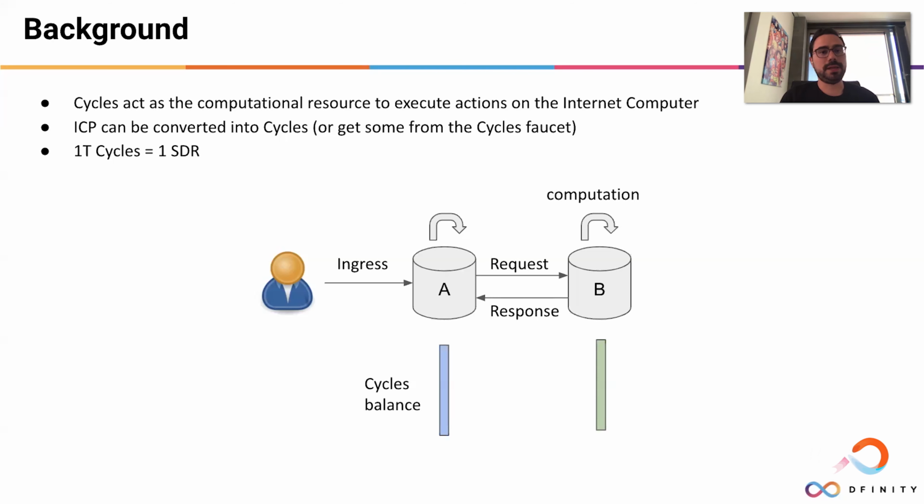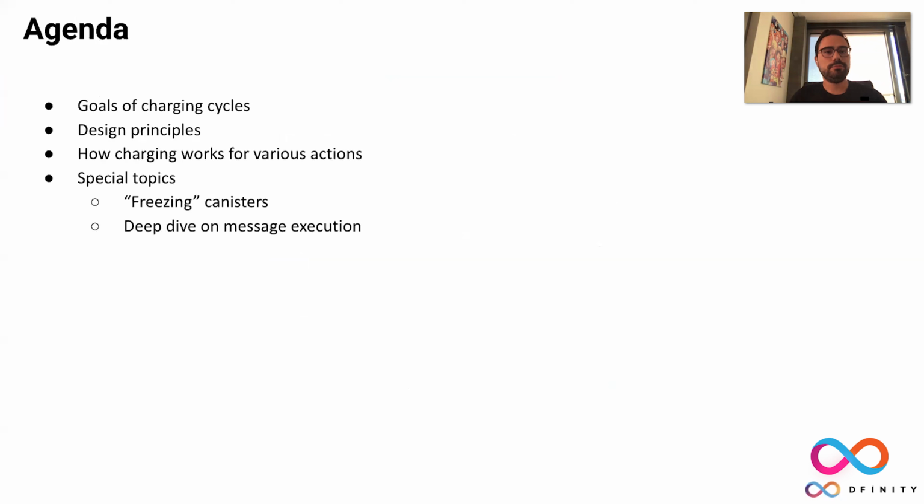So the way you typically get cycles is by converting ICP into cycles. Or if you're lucky, maybe you can get some free cycles from the cycles faucet that Flick maintains. One other important thing to note is that 1 trillion cycles are worth 1 SDR. So the price for that is kind of set, and that has some benefits. You can easily predict the cost of running things on the IC, since that is pegged to that value.